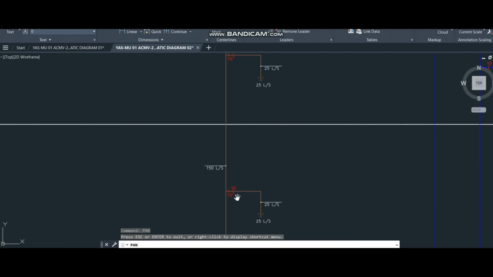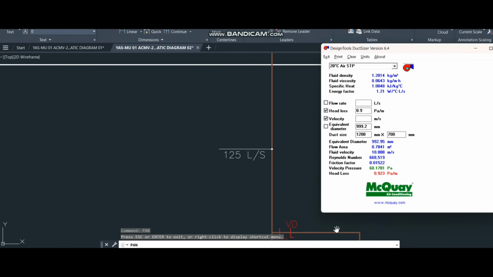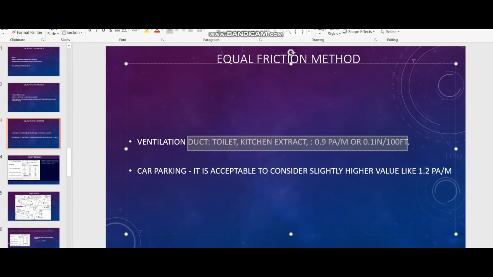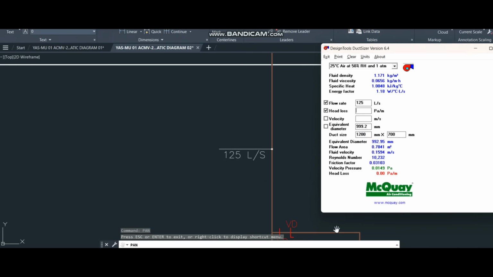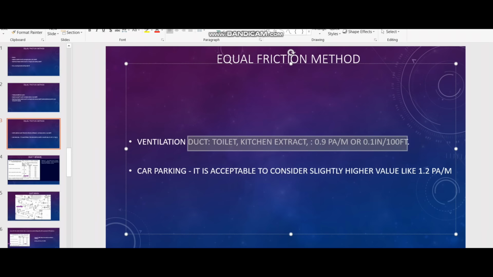For example, you will see in our design. Here, to this point, let's say for the example 125 liter per second. Let me change this one first. 125 liter per second, and the head loss, as I told you here, is 0.9 Pascal per meter. So velocity is low. The duct size you can make, for example 400 by 100, or you can make 200 by 200, so different duct sizes you can follow. So 0.9 Pascal per meter you can consider for the ventilation duct, the toilet ventilation, or the kitchen exhaust.